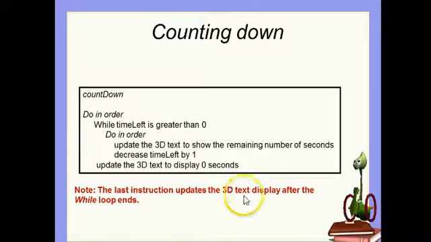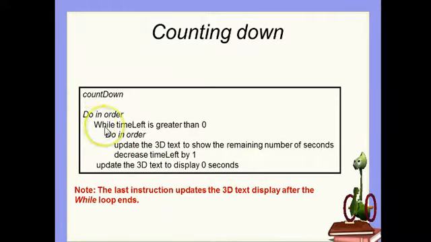Okay, welcome back. Here's the deal. What we're going to be doing is decreasing the time left by 1, and we're going to be updating the text to show the remaining number of seconds. And that's important because the text is usually something that is set. It's not usually something that changes, right? You all have written a little bit of 3D text, you type it in and you think it's done. Now what we're going to be doing is changing it, and we've got to constantly have it updated every time we change the time. And at the very end, we're going to update the 3D text to display 0 seconds.